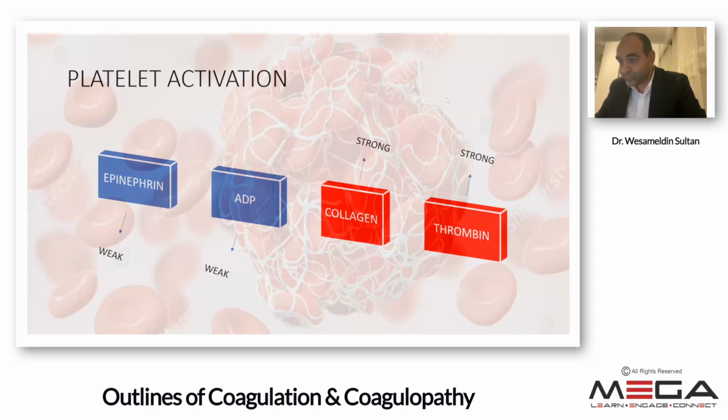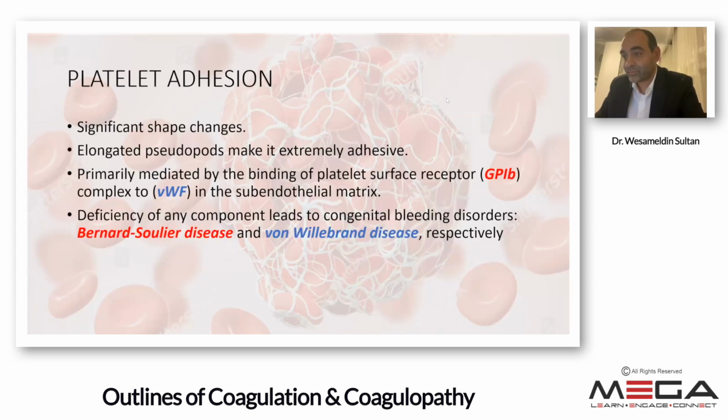Collagen and thrombin are very strong activators, and ADP and epinephrine we consider weak activators of the platelet. Platelet adhesion starts by morphological changes of its shape that make it extremely adhesive. And as we said, von Willebrand factor loves to bind with platelets, and the platelet is the same at the site of injury.